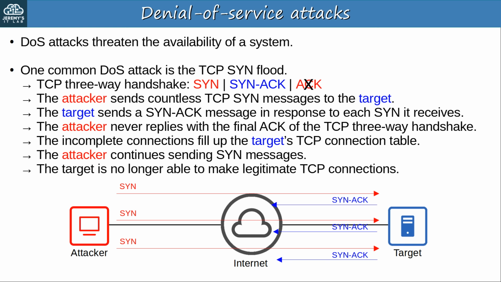By the way, why do you think I drew the SYN-ACK arrows not reaching the attacker? It's because the attacker likely spoofs their IP address, meaning they use a fake IP address, so the SYN-ACK messages don't return back to them. I'll talk about spoof attacks after DOS attacks.